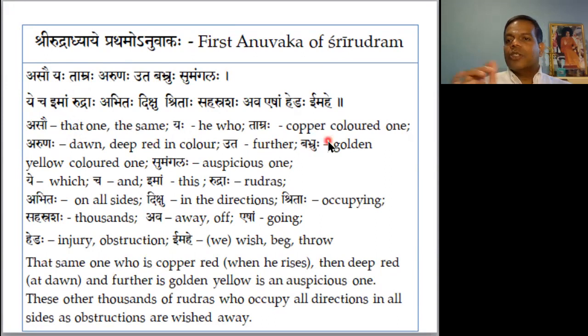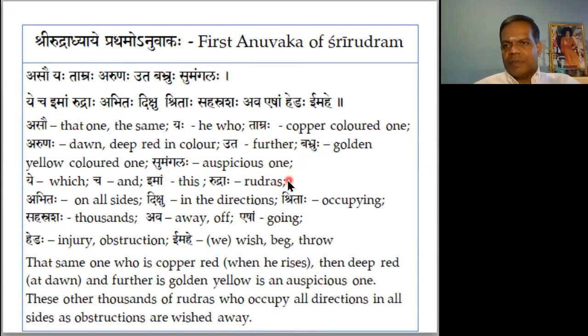Tamra means his color is of copper, copper colored one. Aruna means also dawn, deep red in color, so that is also meant. Uta means further. Babruhu, I have given the word here golden yellow colored one. Sometimes they say brown also. They say pingala, that's another meaning. So brown yellow is also sometimes mentioned. I have used the word golden yellow.